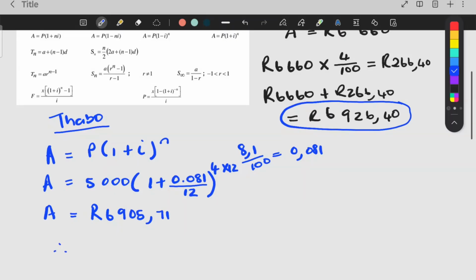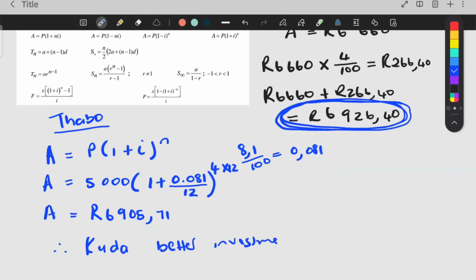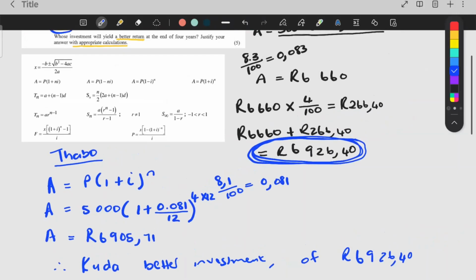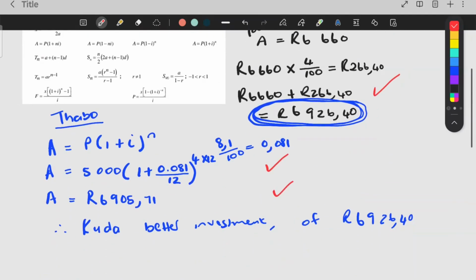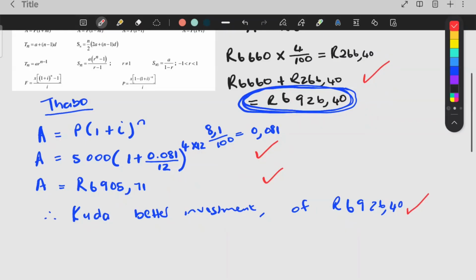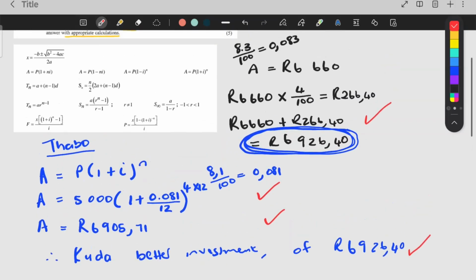And so therefore, let's see who will yield the most return. It's definitely Kuda. So then you answer: Kuda will have the better investment, and you can even say an investment of 6,926.40. So how do we mark this? Correct formula and answer, and then here correct formula and answer, and then answering the question: who made the better investment?